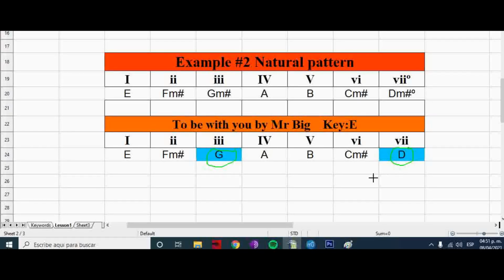breaks the pattern. This is rock and roll. This is a ballad, very calm, very relaxed song, but the genre belongs to rock and roll. Okay, this is the second example. Now I'm going to show you the third example.